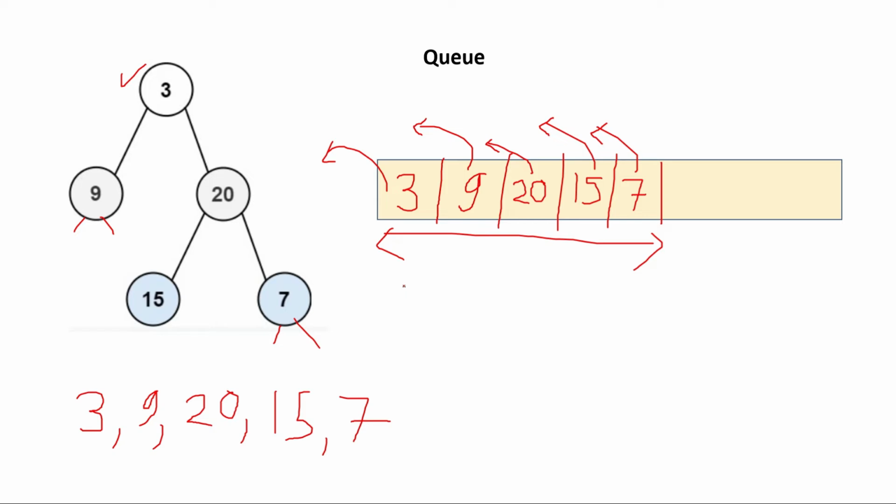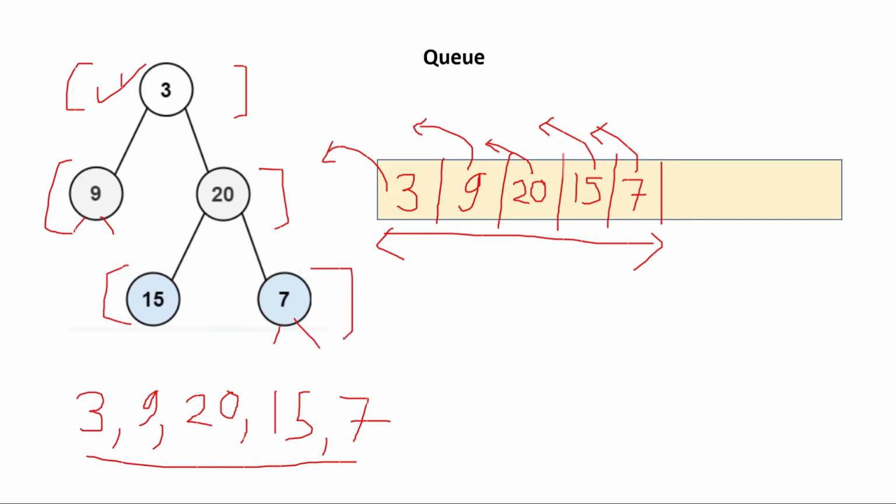Now this is the technique to do a level order traversal, but if the result we have to generate in a 2D fashion, like each level what elements are present, so that we have to put it in an array, at that time the solution will be a bit different, which we will see next.